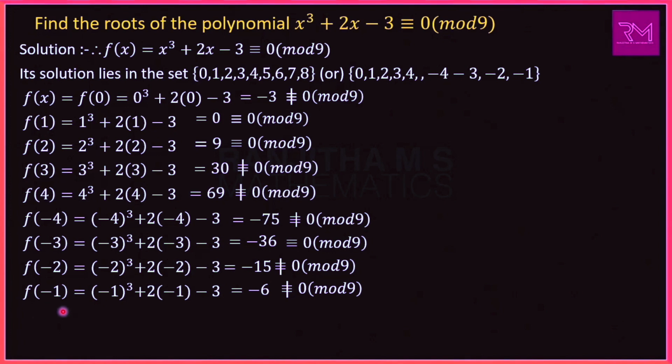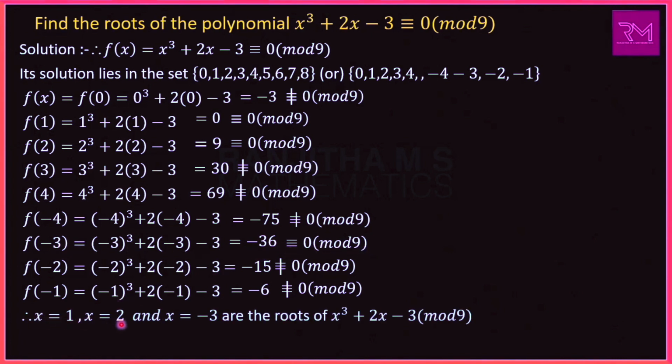So we have to stop here and check which congruency satisfies. Here if we substitute x is equal to 1, that is 0 is congruent to 0 mod 9, this congruency satisfies. Also if we substitute x value is 2 means we get a value as 9, which is congruent to 0 mod 9 satisfies. Also if we substitute x is equal to minus 3, minus 36 is congruent to 0 mod 9, this congruency also satisfies. Therefore we can conclude that x is equal to 1, x is equal to 2 and x is equal to minus 3 are the roots of x cube plus 2x minus 3 under mod 9.